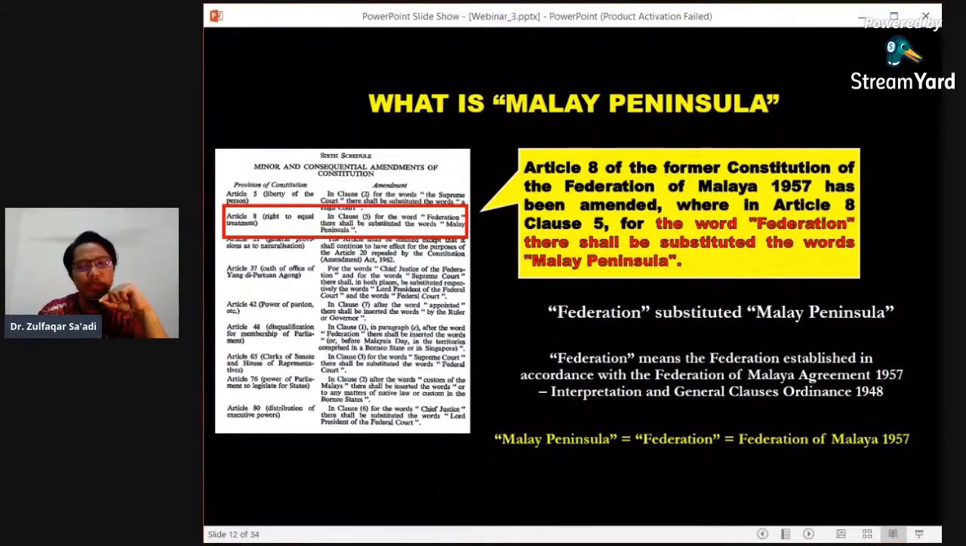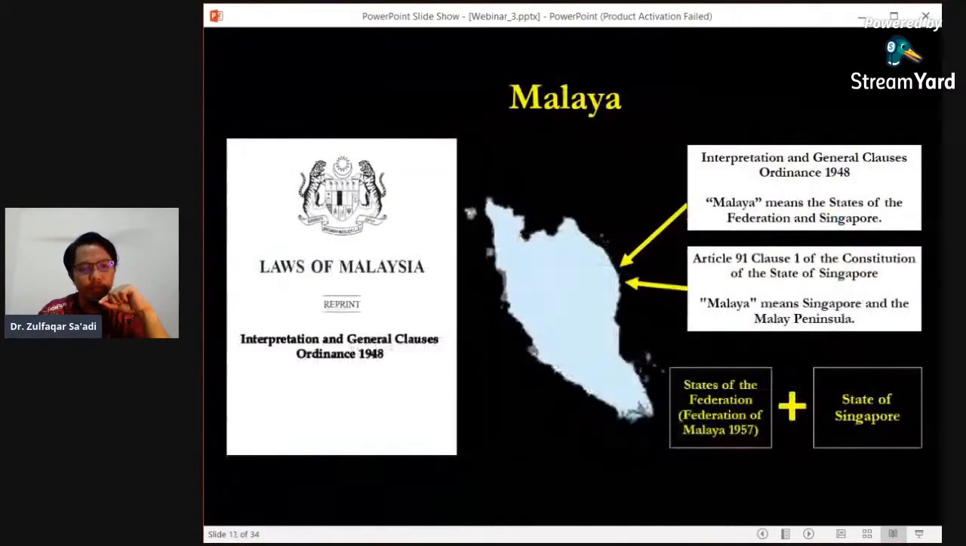So the former word is Federation. So what does Federation mean? Federation, in the Federation of Malaya Agreement 1957 Constitution, means the Federation established in accordance with the Federation of Malaya Agreement 1957. So the Federation here means the Federation of Malaya. So it has been substituted with Malay Peninsula. So easily we can understand the framers' intention here, that Malay Peninsula means Federation, and Federation means the Federation of Malaya 1957. So the words here give the same meaning.